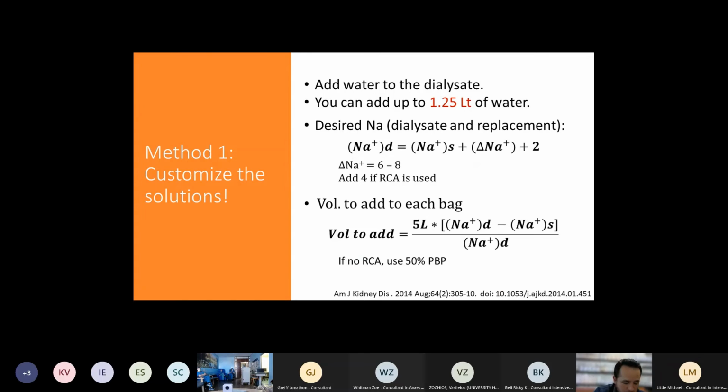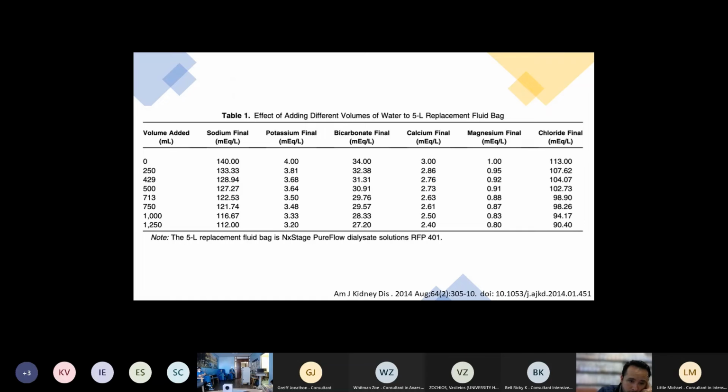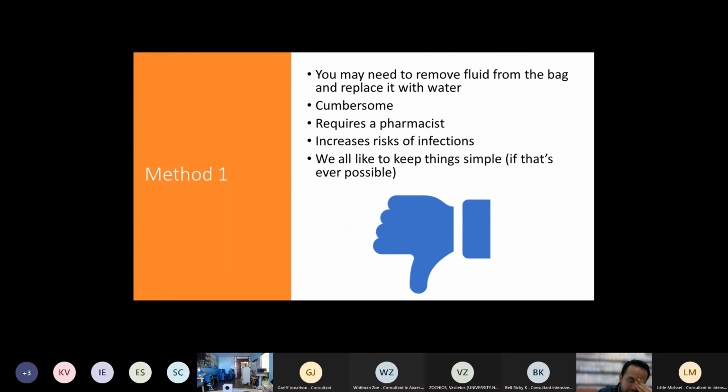One method would be to customize the solutions. So what we could do here is add free water. By adding free water into the bags, we're going to reduce the amount of sodium, and we'll see here, for example, if we don't add anything, the bag is going to have a sodium of 140. If we add half a liter of free water, the sodium is going to end up 127. If we add 1 liter, the sodium is going to be 116. So it could always be possible to do this, although it will depend on the policies of each center and how easy it is for their pharmacist or the staff who actually deals with this to perform it. It's not easy, as I said, and it's better just to keep things simple.